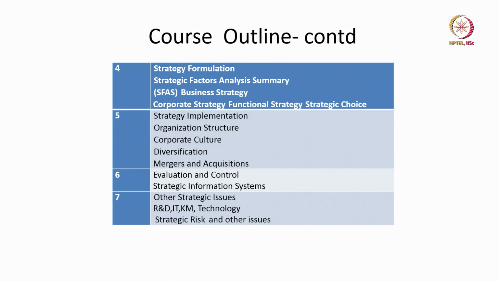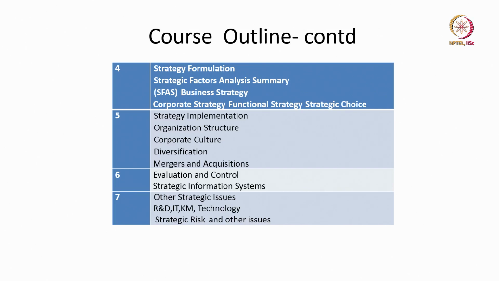In the fifth module, we look at the implementation of strategy, then the organization structure, corporate culture, diversification, mergers and acquisitions. In the sixth module, we look at the evaluation and control and strategic information systems. The last module covers other strategic issues, R&D, then IT, knowledge management, technology, strategic risk and other issues. So, this course will be covered in these 7 modules.